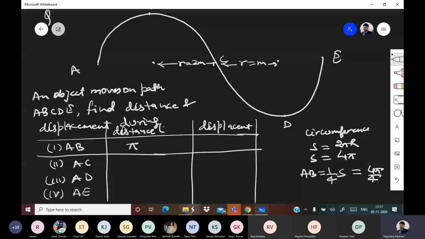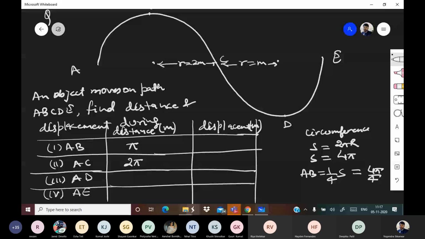So how much will be AC? Pi plus pi, that is 2 pi. How much is AD? Pi plus pi plus pi, because this plus this plus this, correct? So it will be 3 pi. And AE will be 4 pi.